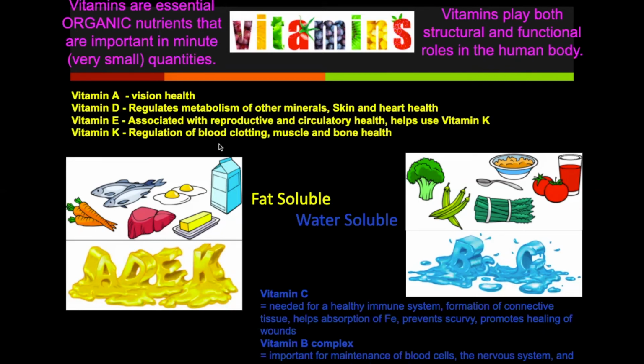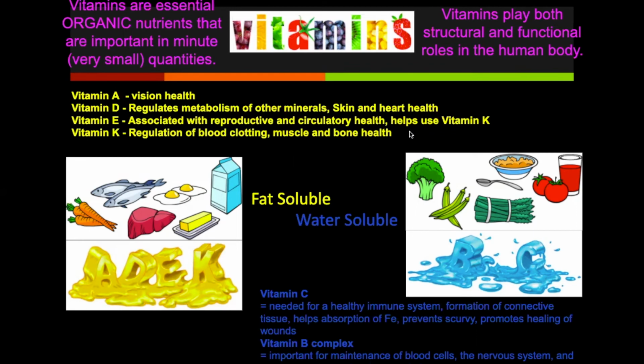Just like we mentioned, fat soluble vitamins are vitamins D, A, K, and E. Think about DAKE. Those are your fat soluble vitamins. Vitamin A in carrots is going to help your vision. Vitamin D is important for skin and heart health. Vitamin D is something your body is able to make when you go out in the sunlight. Vitamin E is going to be important with reproductive and circulatory health, and it helps your body process vitamin K.